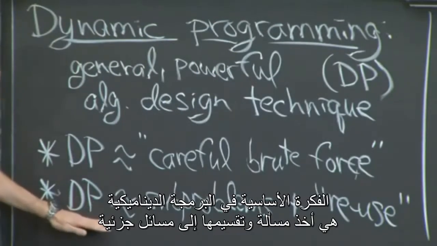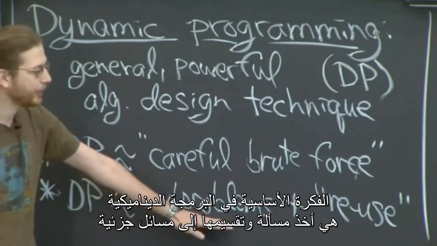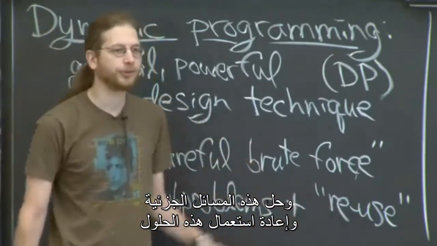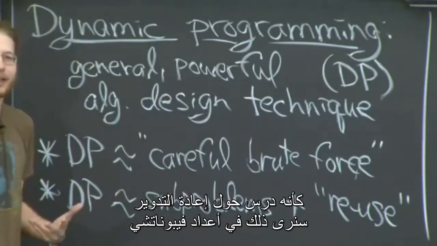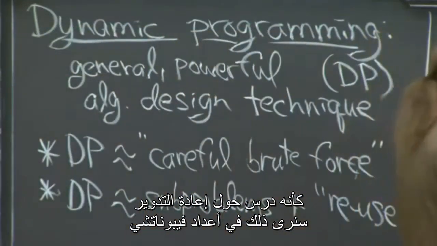The basic idea of dynamic programming is to take a problem, split it into subproblems, solve those subproblems, and reuse the solutions to your subproblems. It's like a lesson in recycling. Okay, so we'll see that in Fibonacci numbers.